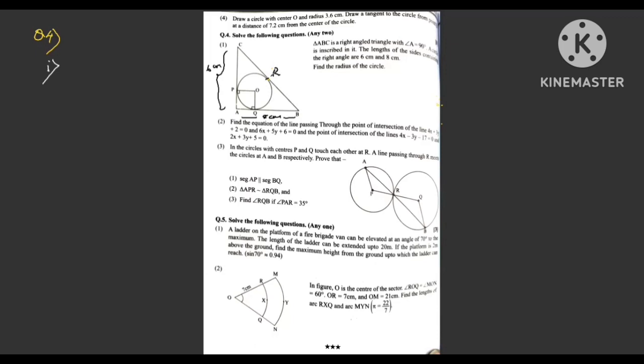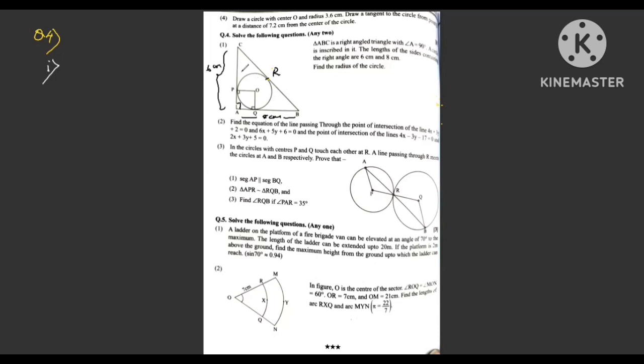Please have a look here. Again I repeat, triangle ABC is right angled at A. A circle is inscribed in it. Can you see the circle is touching all the three sides? Circle is inscribed in it, that means the circle is touching all the three sides. Are you getting me here? The lengths of the sides containing the right angle are 6 centimeter and 8 centimeter, and they want to find the radius of the circle.